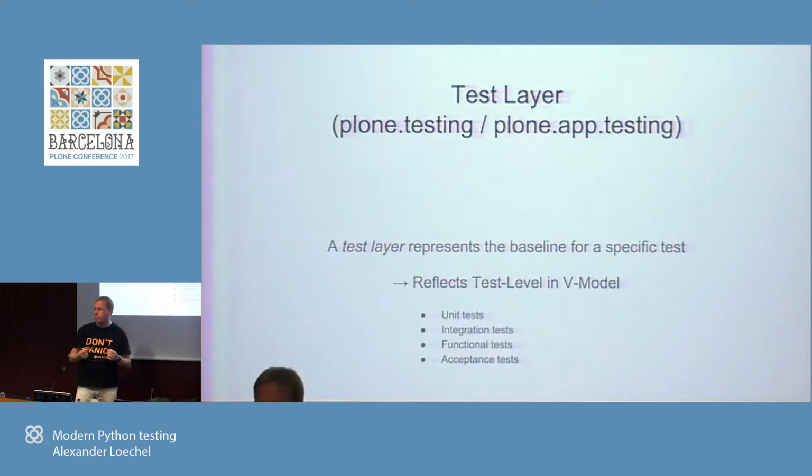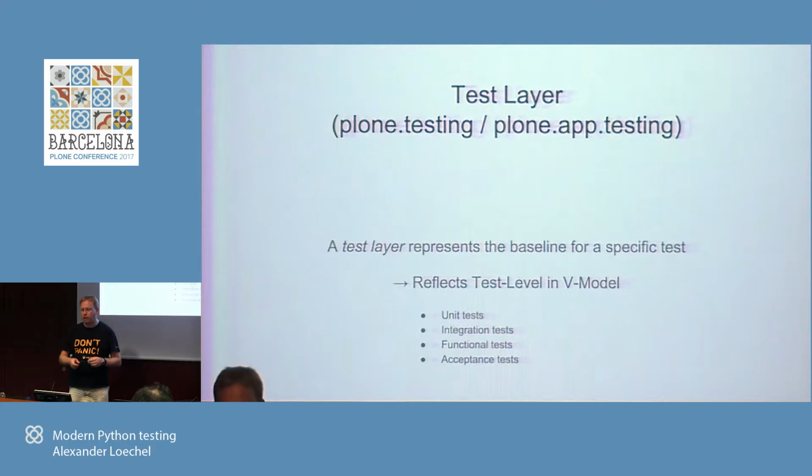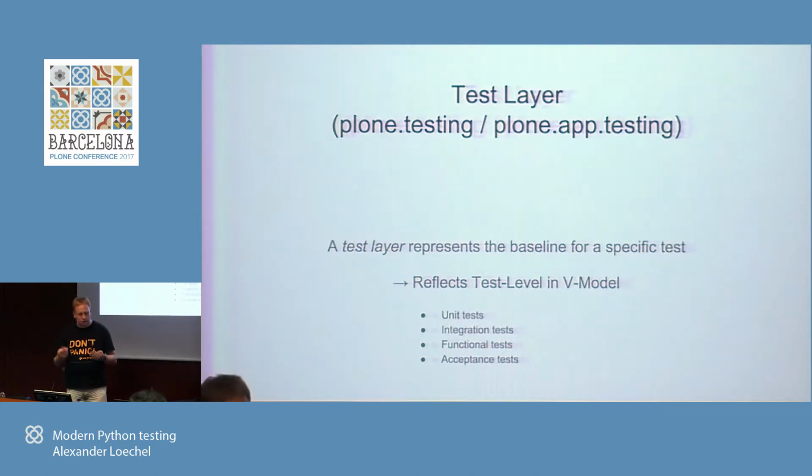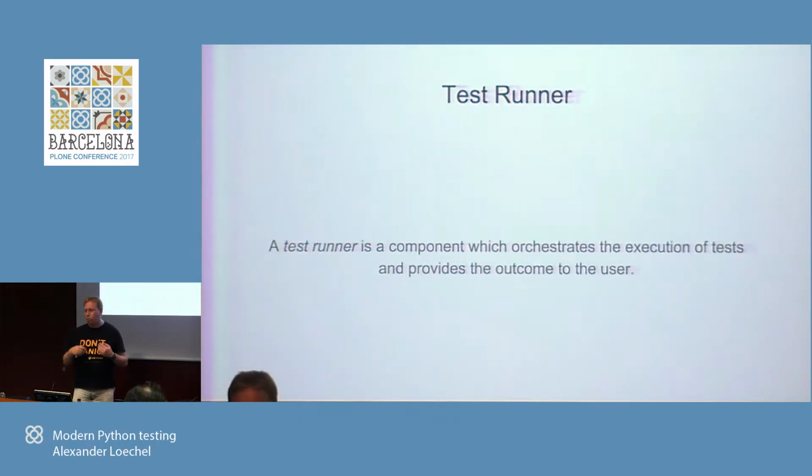What we do have in Plone are also test layers. A test layer represents the baseline for a specific test. If we look at the V-model or the test levels in the V-model, we have our unit test level, our integration test level, our functional test level, and that's what the layers give a baseline to. We have something else, that is a test runner.